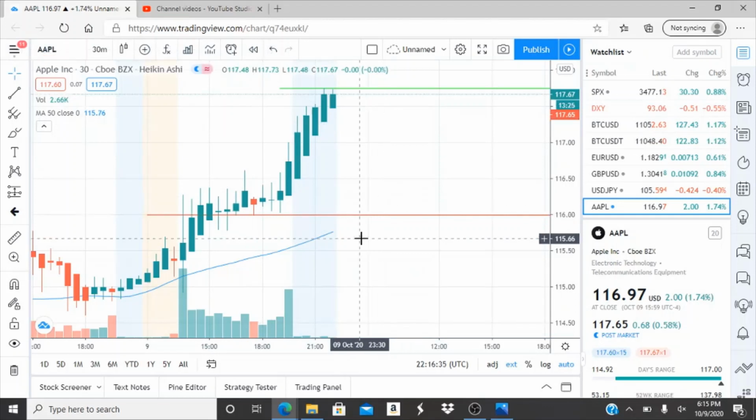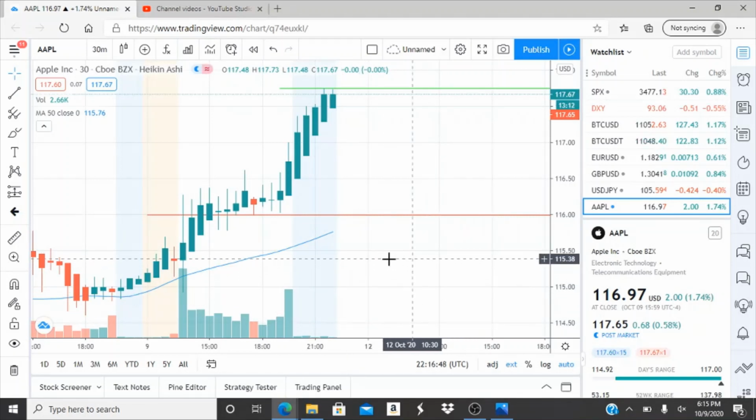Now, the 50-day moving average is 115.76. I'd write that down. Super important number. Lets us know on what side of the chart we're in. We are in bullish territory. The moment that gets crossed, we will be in bearish territory.